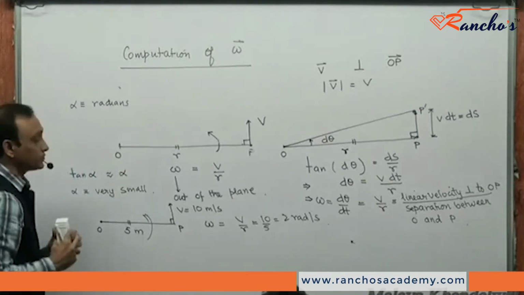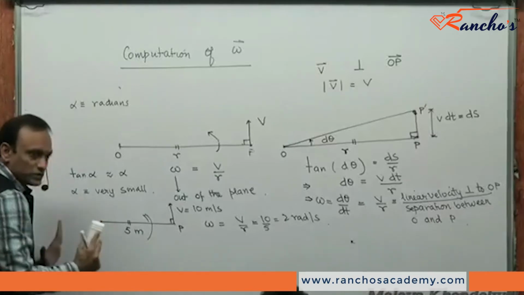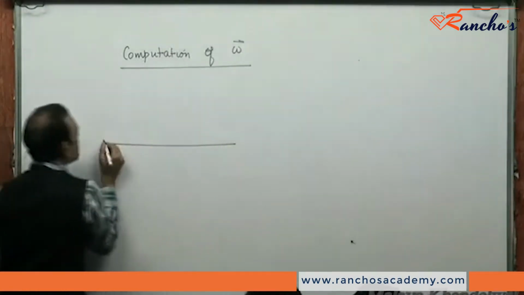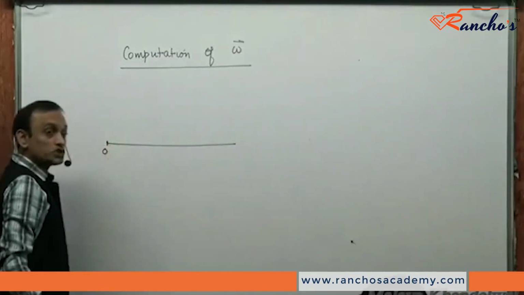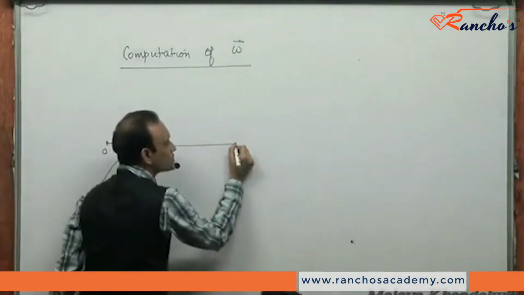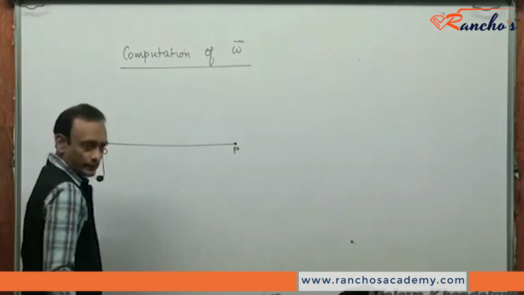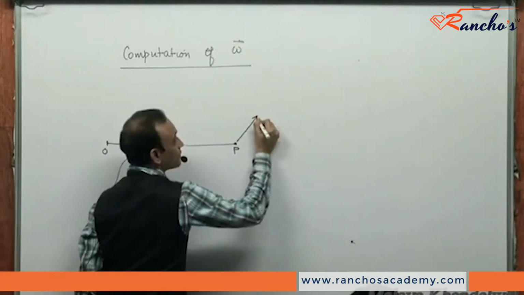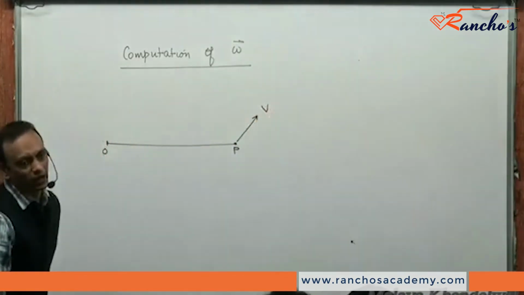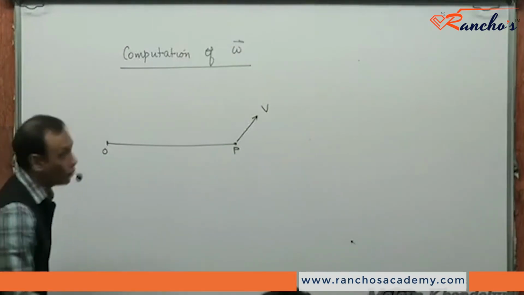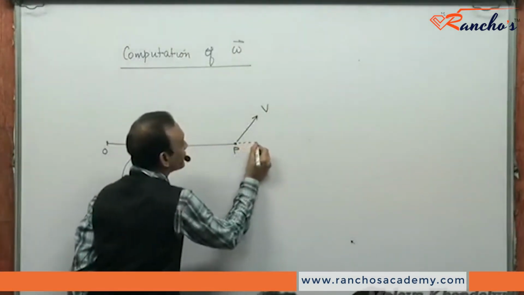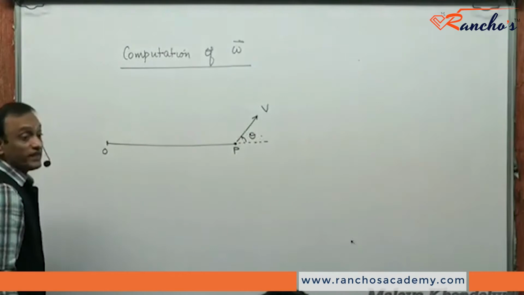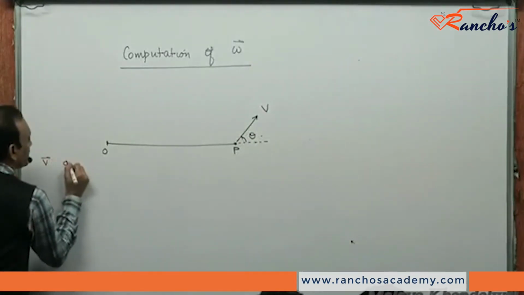Now, so far so good, right? Can I wipe this off? This was my fixed observer O, and this was my particle P. But this time, say it had a velocity at this instant. V was its velocity, not perpendicular to OP. But let's say its velocity was making an angle theta with OP. This is the velocity vector V, and the angle between V and the vector OP.